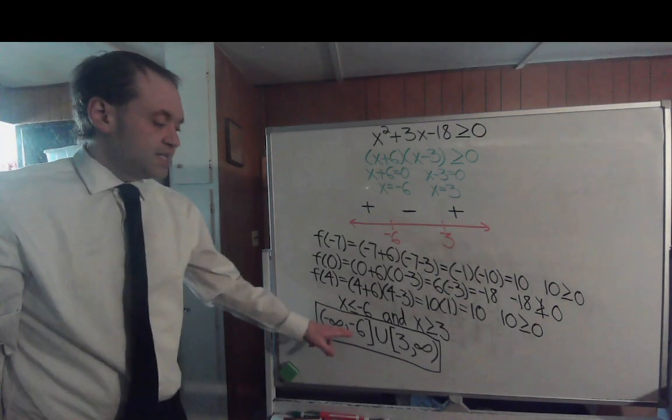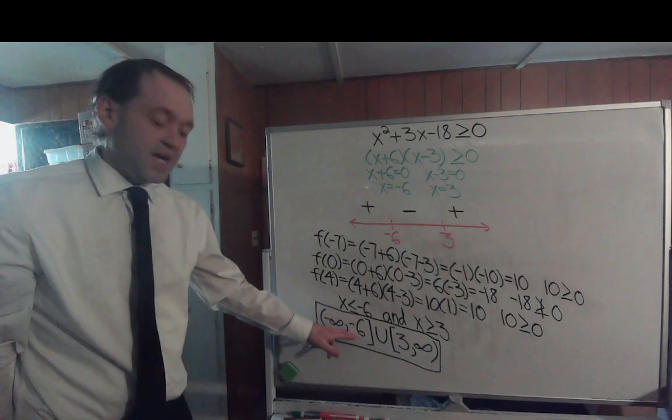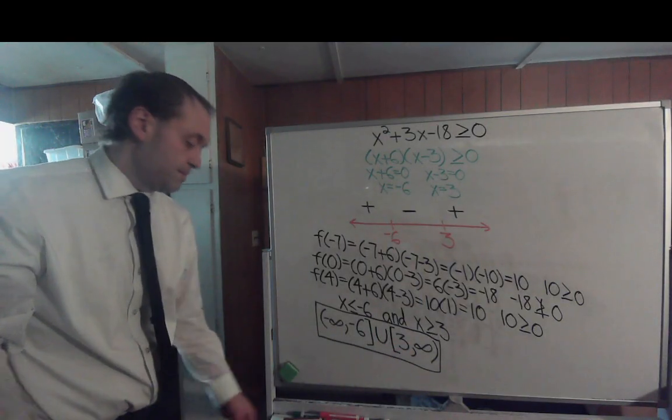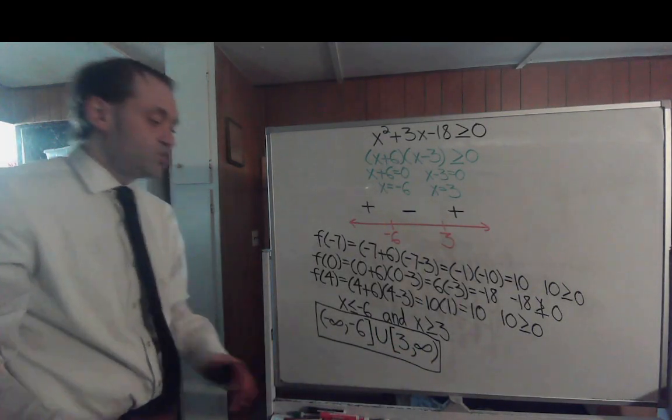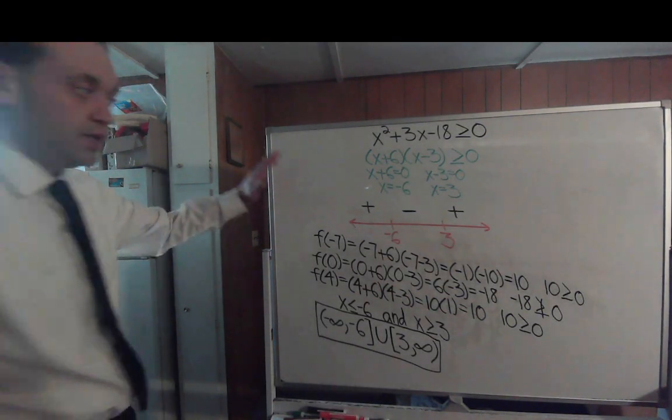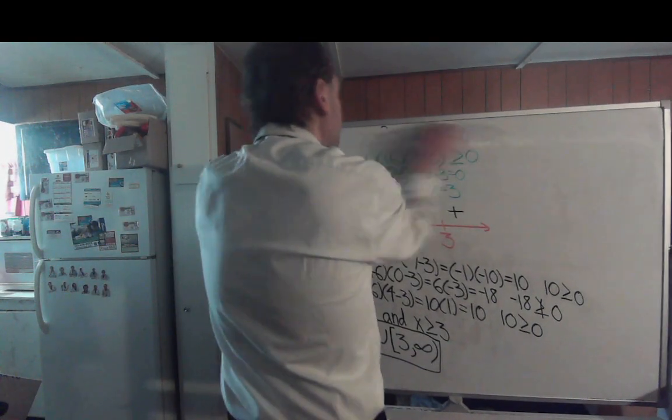Negative infinity to negative 6 inclusive, that set in union with the set of 3 inclusive to infinity. That's the answer you should get. Those are the intervals which will solve this inequality. And I got more.